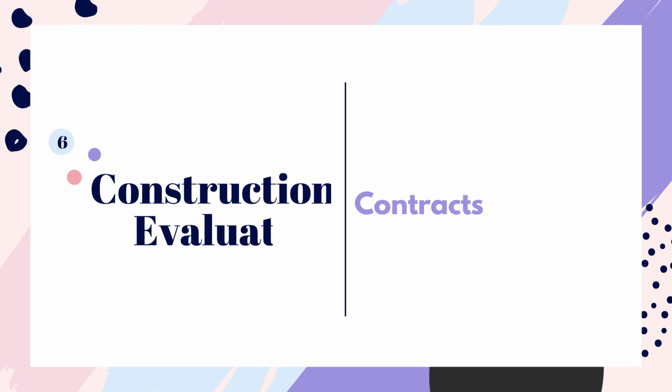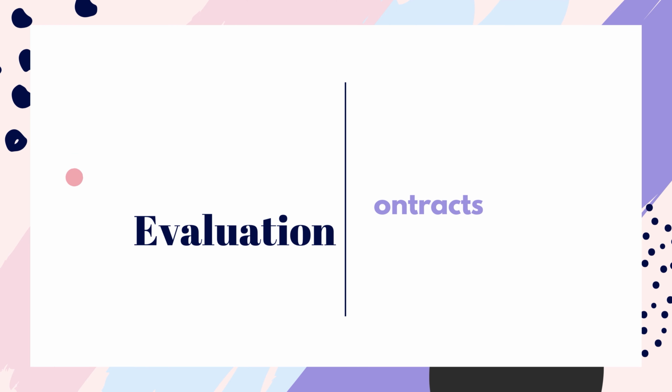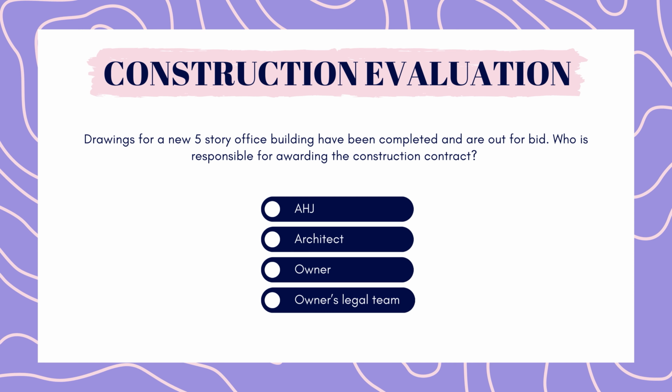Next up is construction evaluation. Drawings for a new 5-story office building have been completed and are out for bid. Who is responsible for awarding the construction contract? The AHJ, the architect, the owner, or the owner's legal team? Pause here to answer.